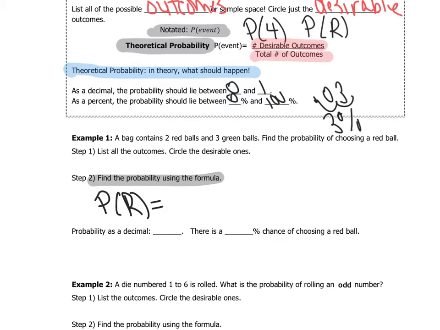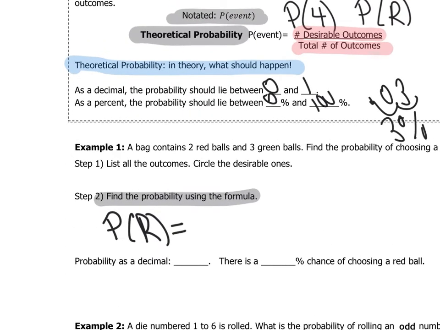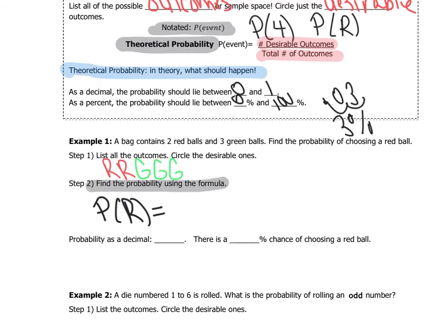So let's go back up here for just a second, list all the outcomes and circle the desired ones. Well, what do we have in the bag? We've got a red and a red. We've got a green and a green and a green because we have 2 red and 3 green. Well, it's asking, so we have a total of 5, right? So we have a total of 5 possible outcomes.